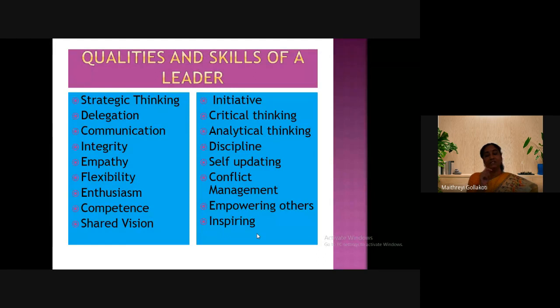Now, next is integrity. Integrity is also very important for a leader. You should be able to keep your promises. You should be able to have a code of conduct, ethics, values, all these things. You should have a very good character first. Only then you can mold children around you, isn't it? Next, empathy. Empathy means understanding others, putting yourself in others' place and thinking about them, isn't it?